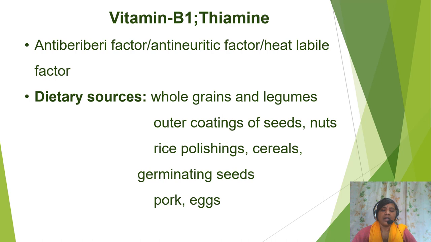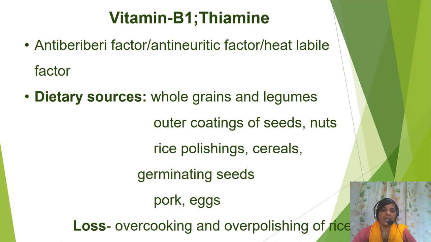Then in animal sources, we have pork and eggs. They are good sources of vitamin B1. But as I told you, it is a heat labile factor. Overcooking of the legumes or these seeds or the whole grains will remove the thiamine. So the thiamine can be destroyed by overcooking, and also over polishing of the rice removes thiamine.